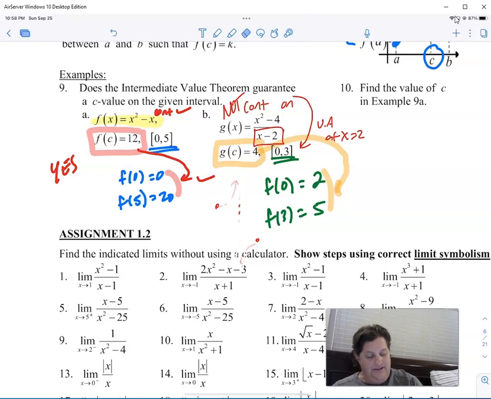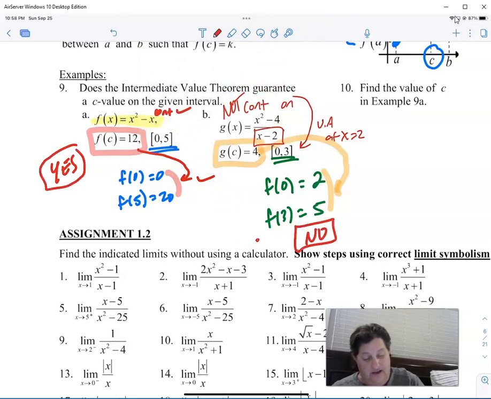So I actually cannot use the intermediate value theorem here because it's not continuous. In fact, I didn't even really have to do that. Immediately I saw it wasn't continuous on the interval. No intermediate value theorem. Okay, now it says find the value of C in example 9a.